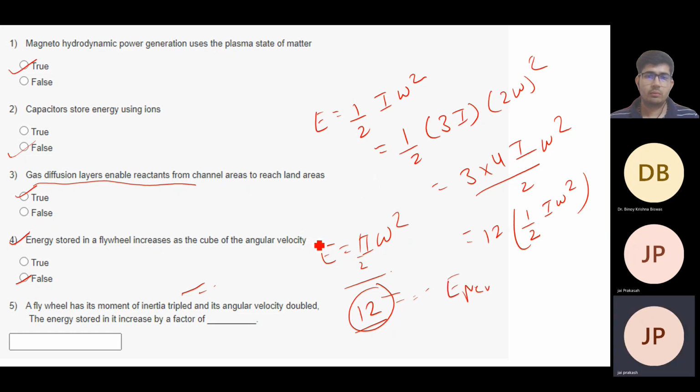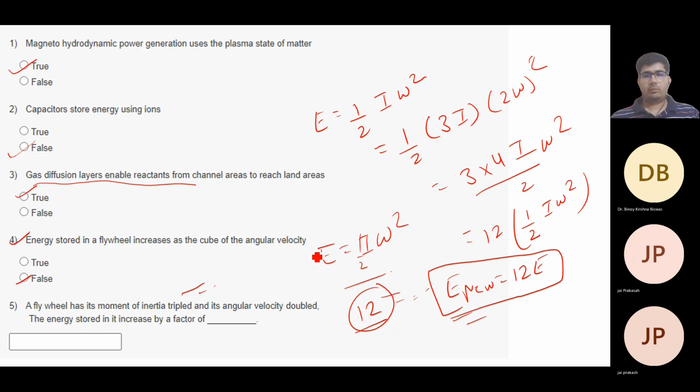Should be 18. I think you can check the solution. The correct answer is 12.